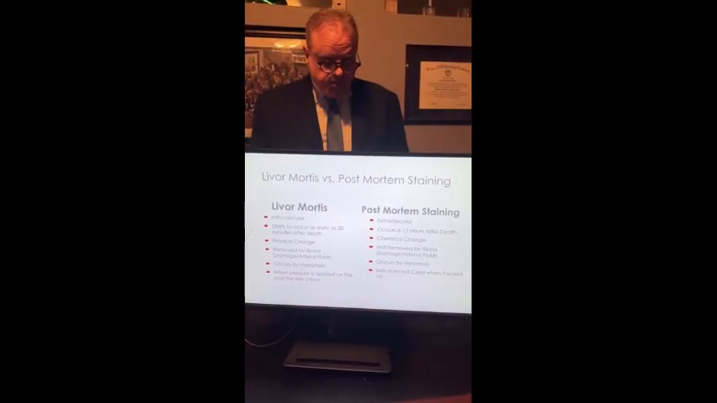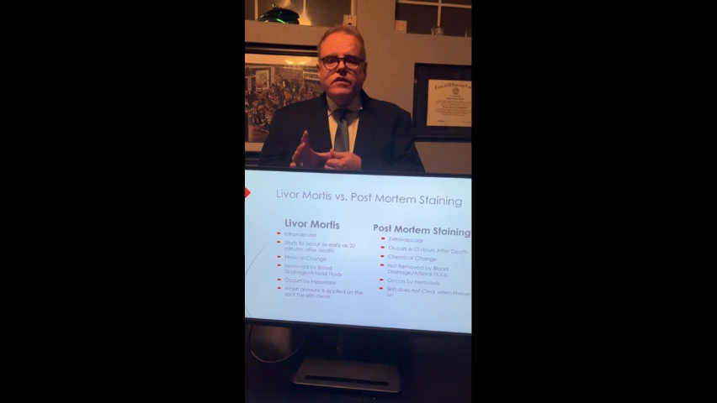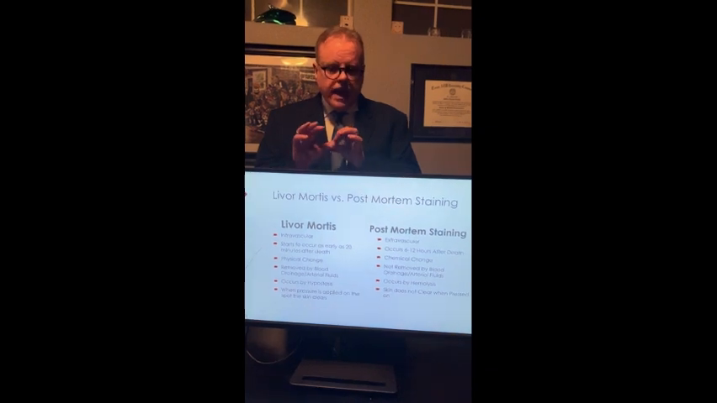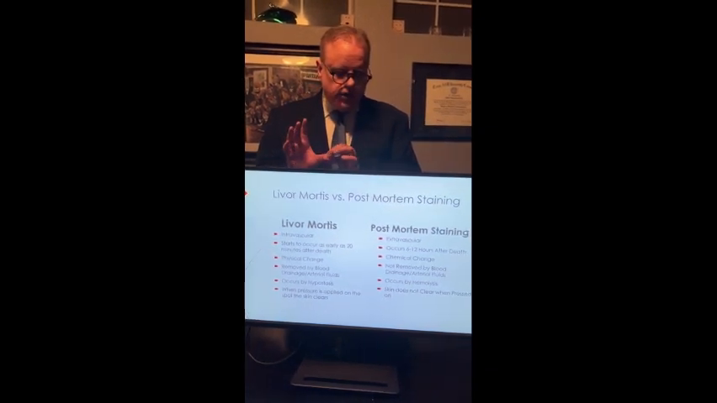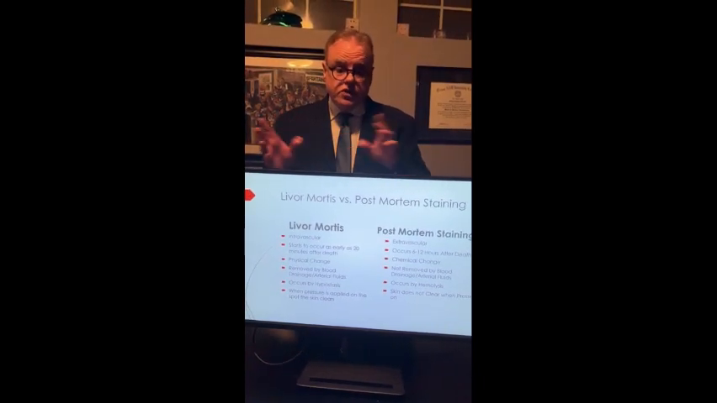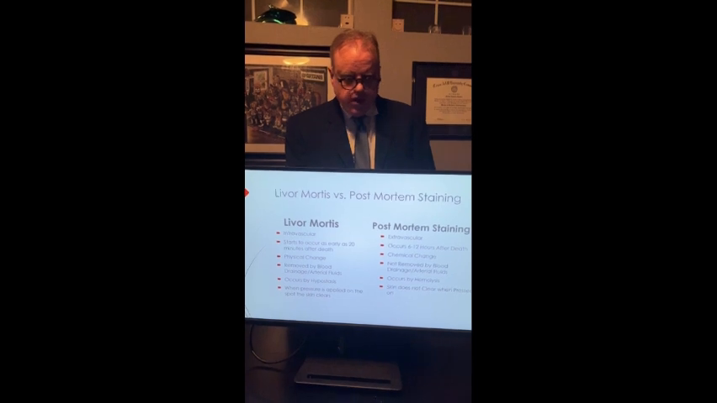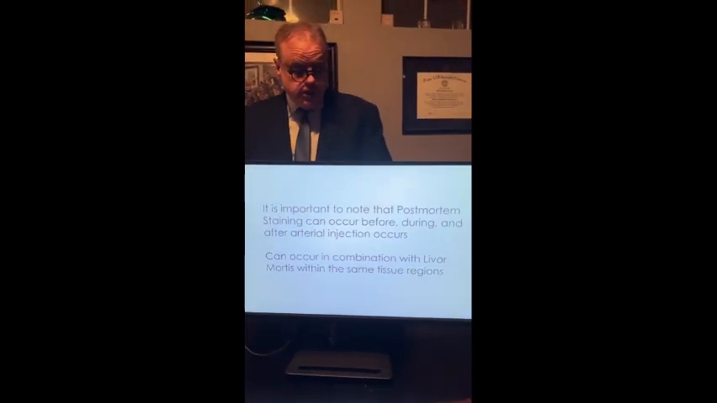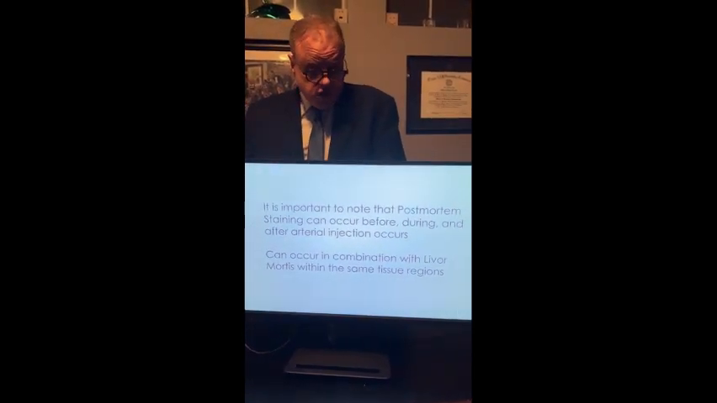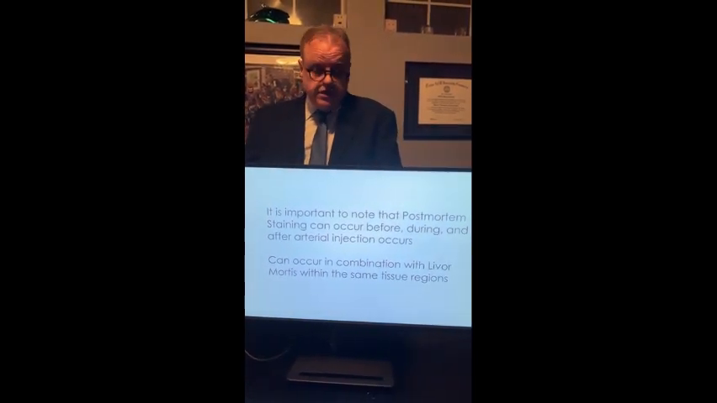When pressure is applied to a livor mortis spot, the blood is going to move away from the area where the pressure is applied, and you're going to see a clear spot underneath. Whereas with postmortem staining, if you use your digit and apply some pressure, it's still going to remain; the color is not going to move away from the pressure point. One thing important to note is that postmortem staining can occur before, during, and after arterial injection. It can also occur in combination with livor mortis, even within the same tissue regions.